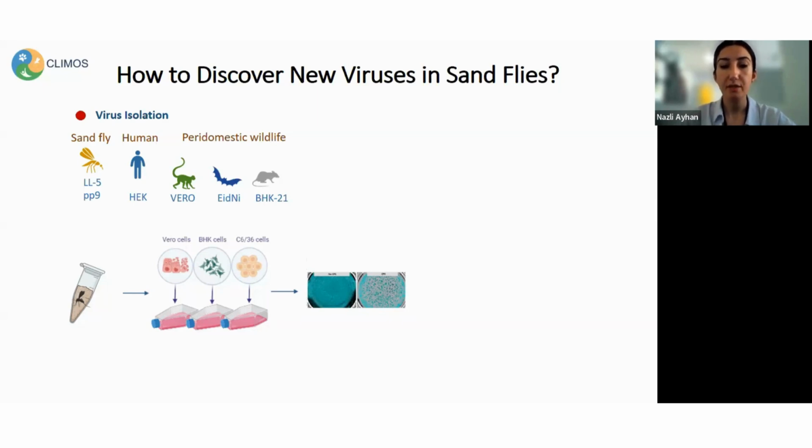So for this reason, after inoculating the samples on the cell lines, whether or not they have a cytopathic effect, we are testing all the supernatant samples by using RT-PCR assays to be able to identify if any virus has been isolated or not.